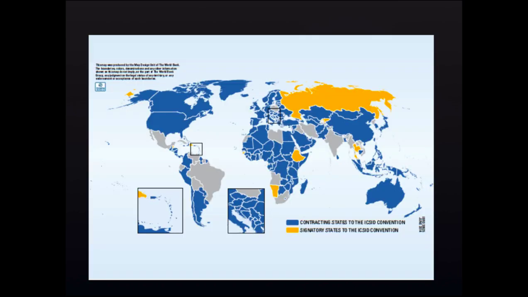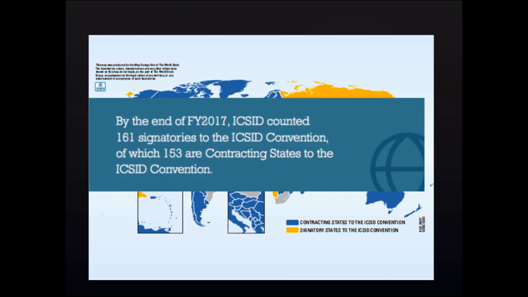Many states are part of the ICSID Convention. As you can see from this graph, all the blue states are the ones that have signed and ratified the convention. And the yellow ones are the only ones that have signed it but not ratified it. By the end of 2017, ICSID counted 161 signatories to the ICSID Convention, of which 153 are contracting states. So as you can see, most of the states that rely on foreign capital are part of the ICSID Convention.